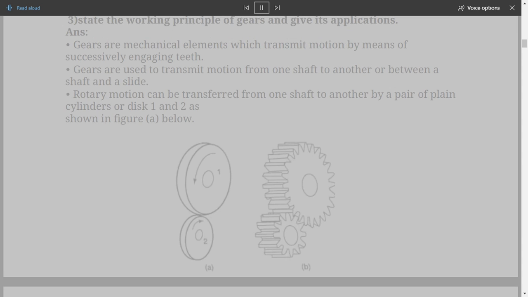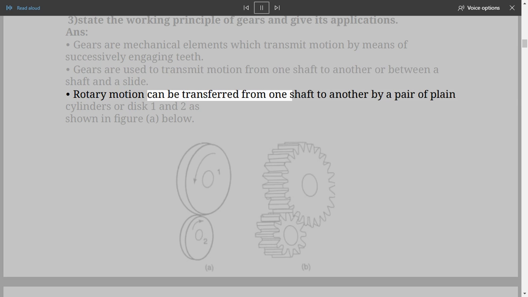3. State the working principle of gears and give its applications. Answer: Gears are mechanical elements which transmit motion by means of successively engaging teeth. Gears are used to transmit motion from one shaft to another, or between a shaft and a slide.